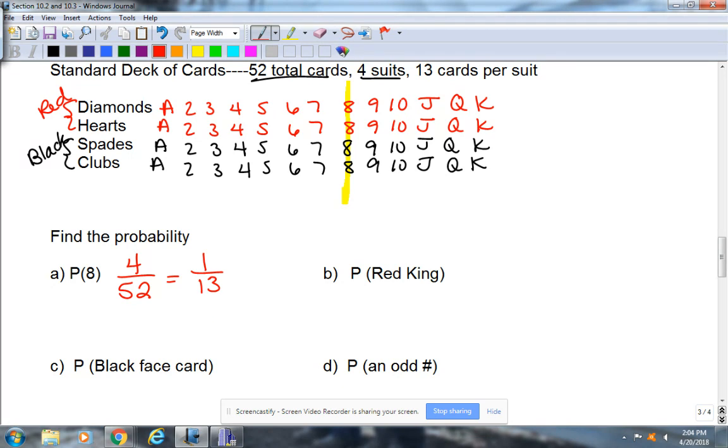Guess what? You have a 1 out of 13 shot to draw any kind of number or face card, right? I've got a 1 out of 13 shot of getting an ace. I've got a 1 out of 13 shot of getting a king. Right? Okay.